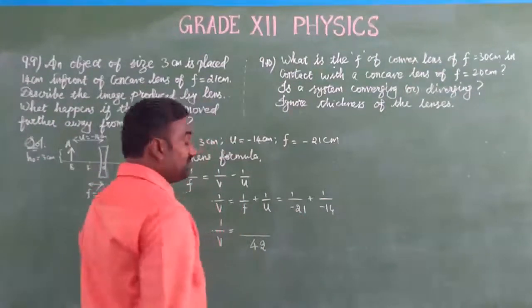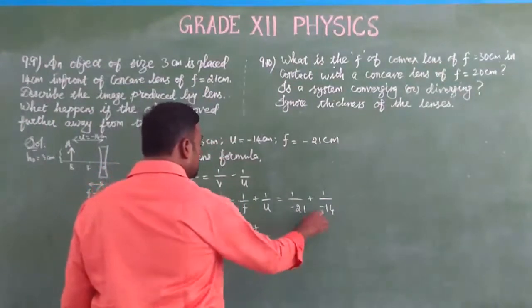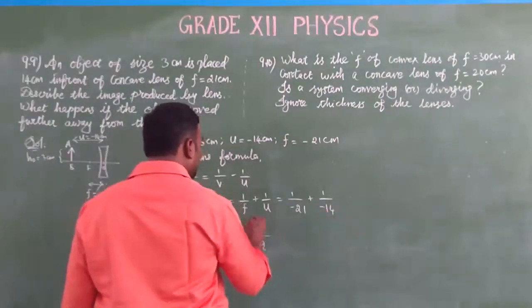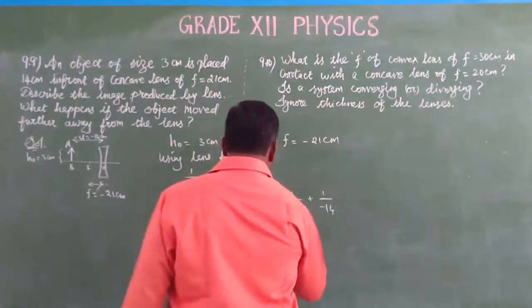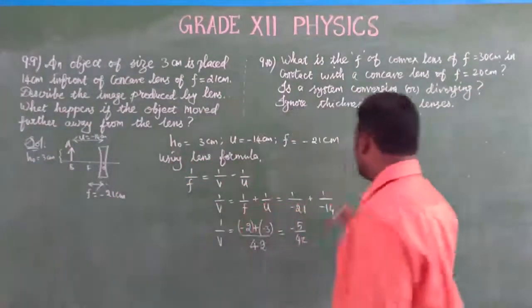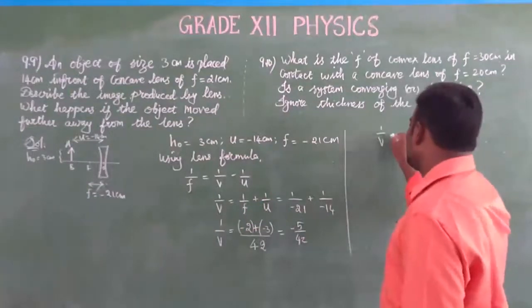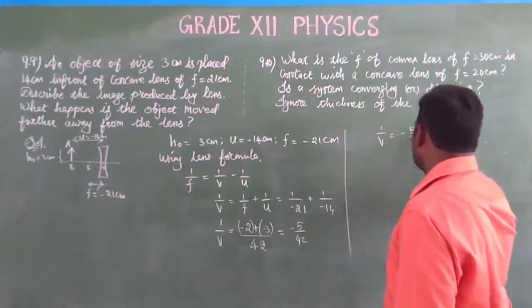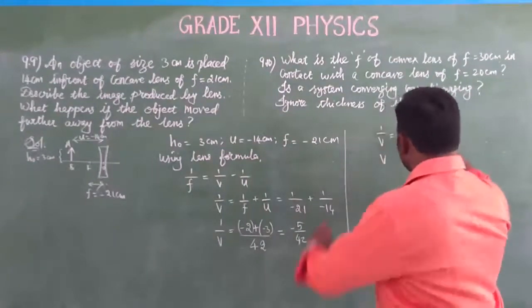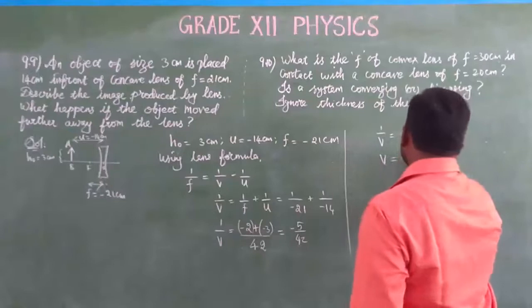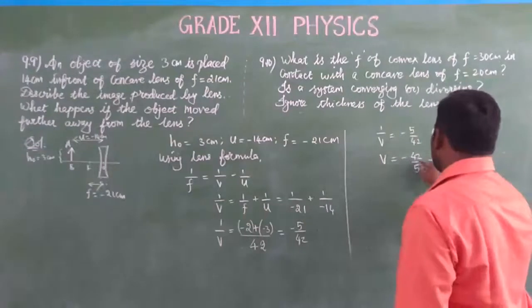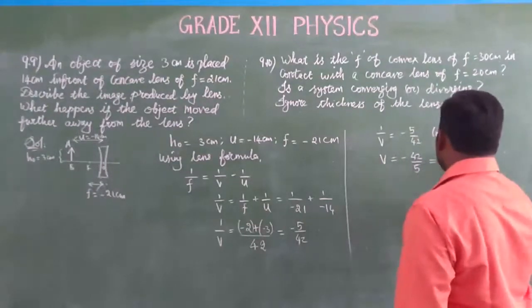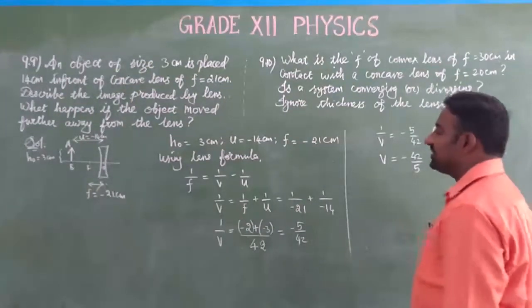So here we multiply by 2, so minus 2, and the other term, minus 3. So 1 by v is equal to minus 5 by 42. Taking the reciprocal on both sides, v is equal to minus 42 by 5, which is equal to minus 8.4 centimeter. So the image forms at a distance.